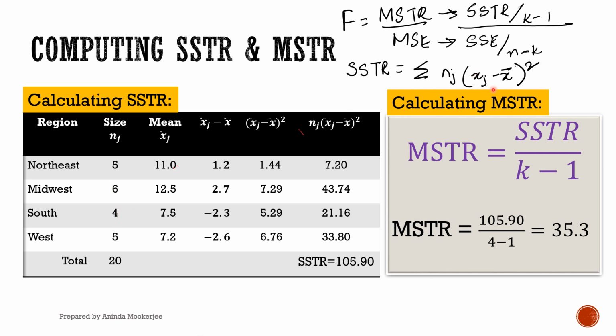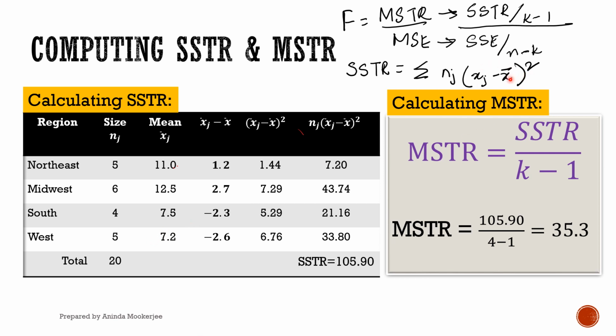Same with x sub j, because we have 4 different sample means for each region. We can put in a value for j from 1 through 4. So x sub 1 will represent the Northeast region, x sub 2 will represent the Midwest, and so on. That's how it's going to go. And then, of course, we have to square it.